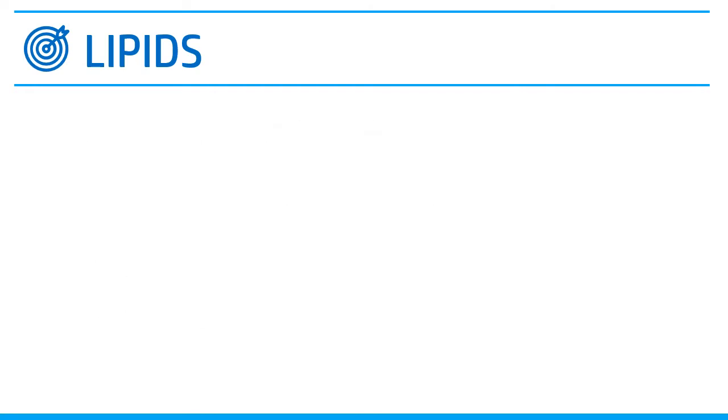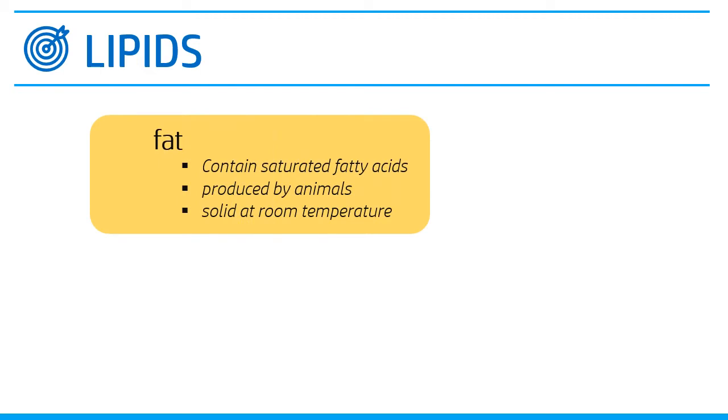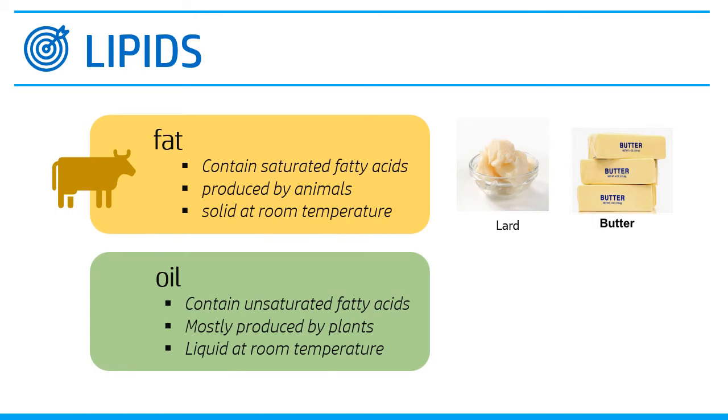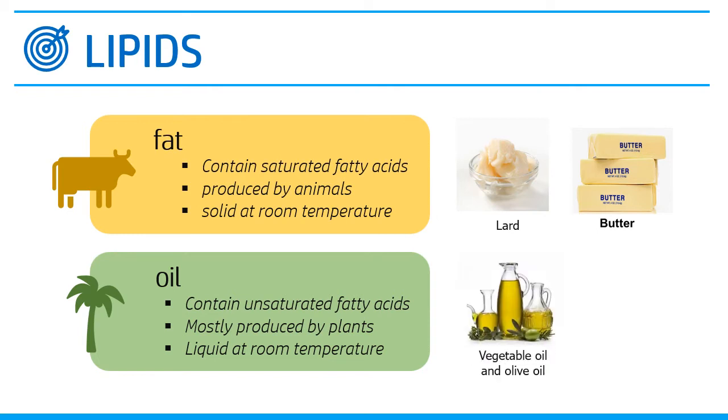The very common form of lipids are fats and oil. Fats, for example, contain saturated fatty acids and are produced by animals. These lipids are also solid at room temperature. Examples are lard and butter. Oil, on the other hand, contain unsaturated fatty acids, which are mostly produced by plants. Examples of these are the different oils available in stores like vegetable oil, corn oil, coconut oil, olive oil, and others.